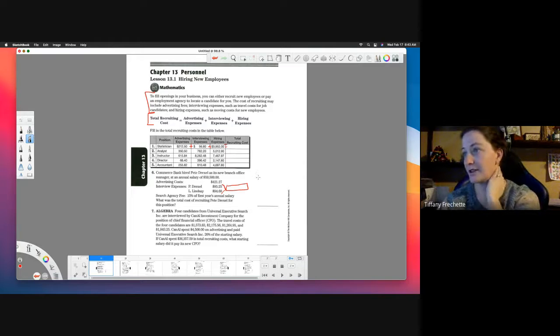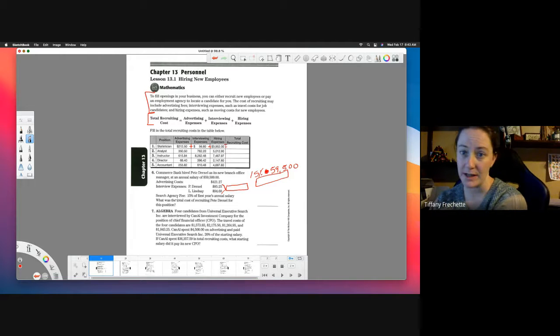All right, so we're going to go 15% of, so "of" means times, the total cost, or their first year's salary. So we're going to multiply, and again, we're going to end up with another number here. This is giving us the search agency fee of 15%, which is the hiring expenses. So once we have our three numbers, again, we just add them together and we'll have our total recruitment costs.